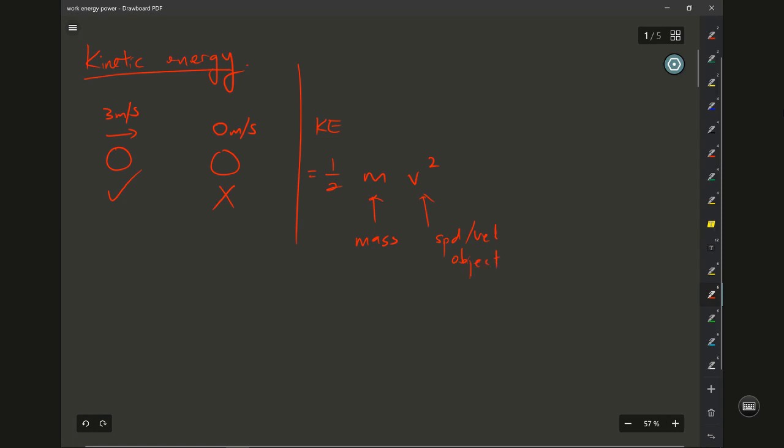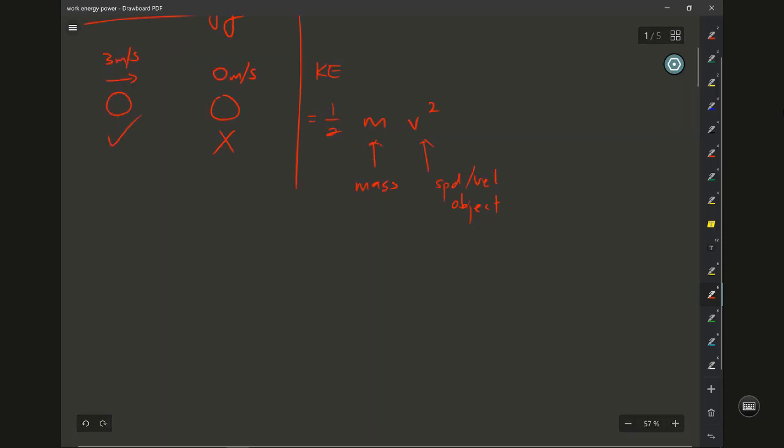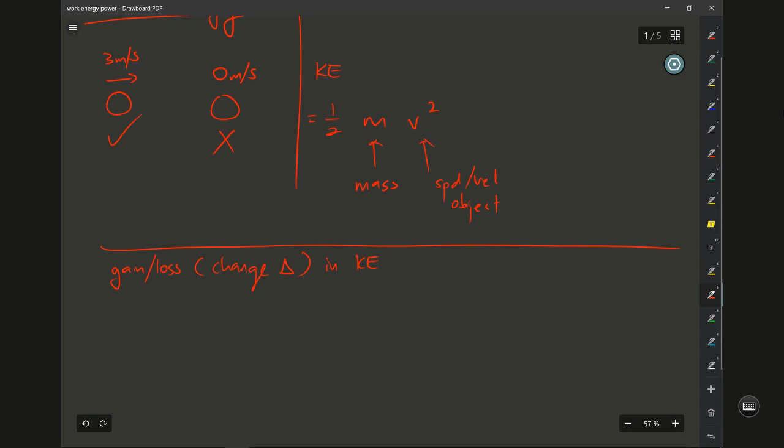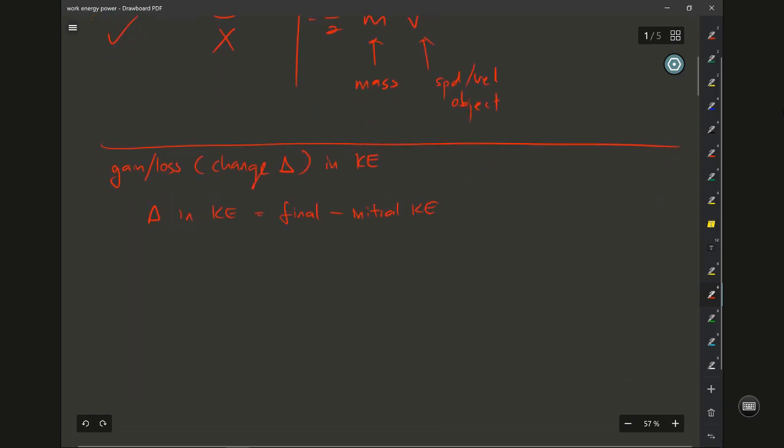Now we want to look at something else. We want to look at the idea of the gain or loss, or basically the change, which is denoted by this symbol triangle in KE. So the gain, loss, or change in KE. Now, how do we calculate the change in KE? The change in KE equals final KE minus initial KE.